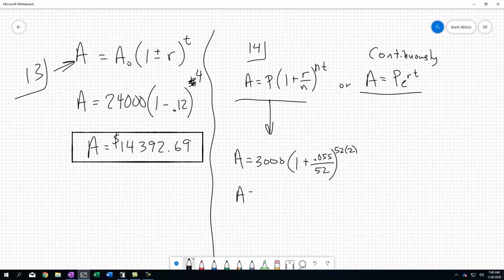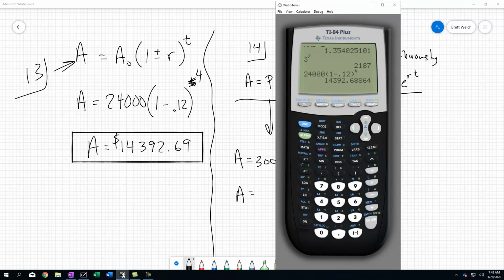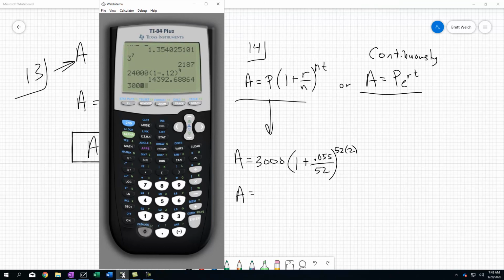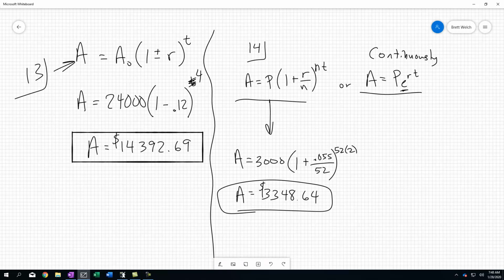So now again, we can just evaluate this in the calculator. I'm going to grab my calculator. We'll pull this one over this time so we can see a little better. 3,000 parentheses 1 plus 0.055 divided by 52 close parentheses raised to 52 times 2. I get 3348.64. So in 2 years, I made a little over $340, almost $350. And that's just how you're going to evaluate that. If it was continuous, obviously we have our e. That gives us that value for continuously compounded interest.